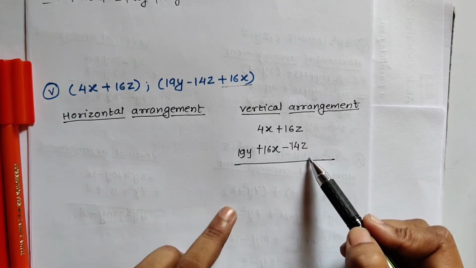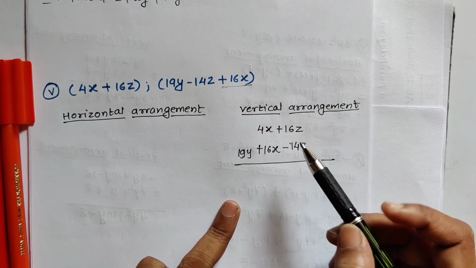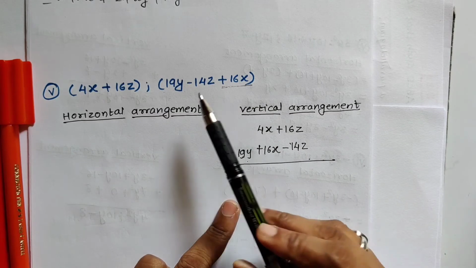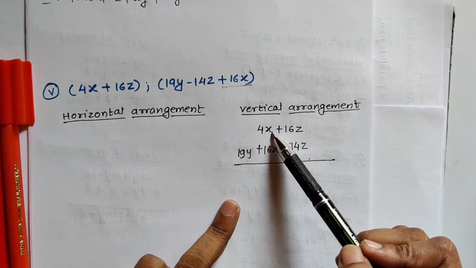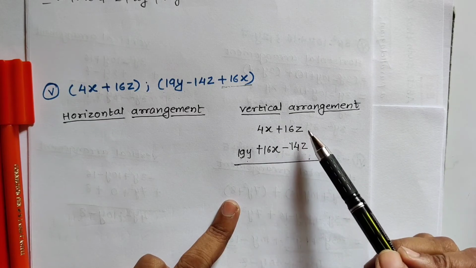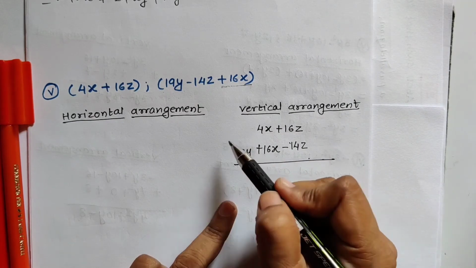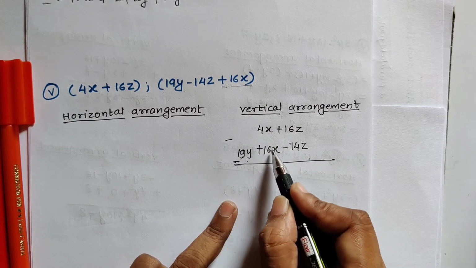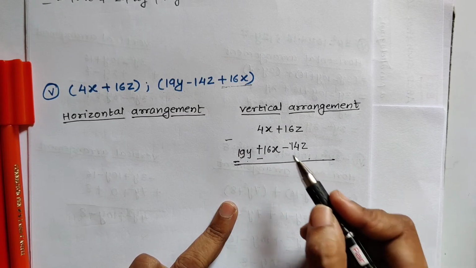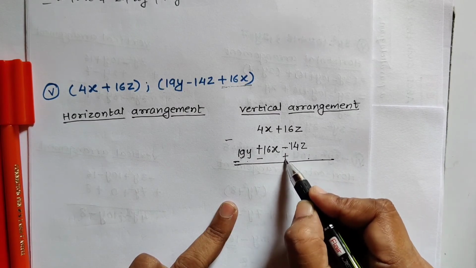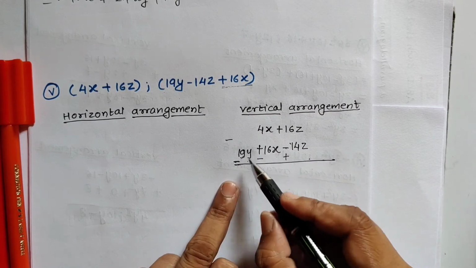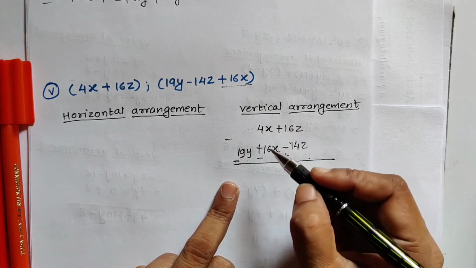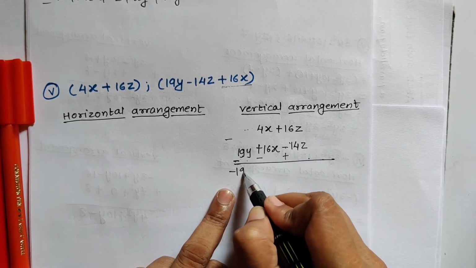So while writing the second polynomial, write carefully. Y term is not there in the first polynomial, so y term I have written as the first term. Then below x term write the x term, below z term write the z term. Now we have to change the sign of second polynomial. Plus 19y becomes minus 19y, plus 16x becomes minus 16x, and minus 14z becomes plus 14z. Now minus 19y we have to write as it is because y term is not there in the first polynomial. So minus 19y I am writing as it is.